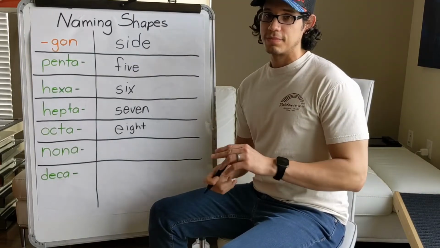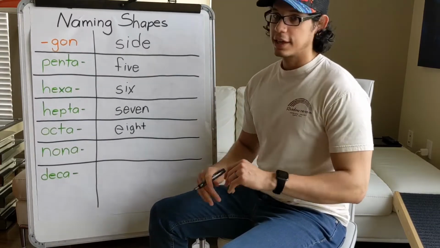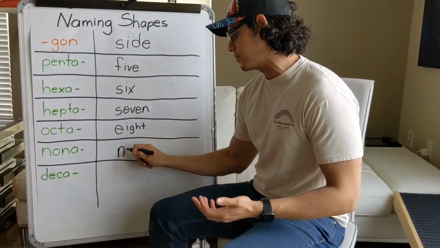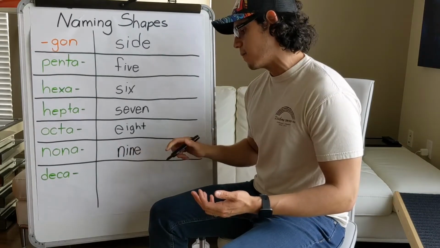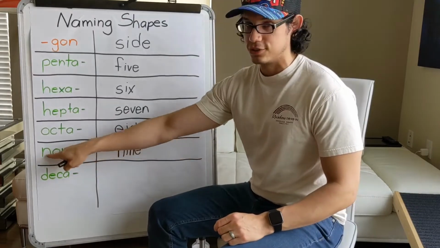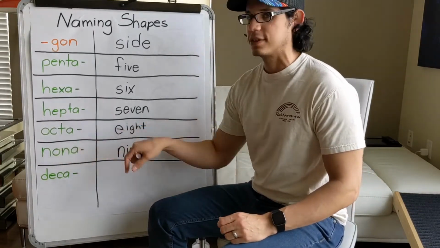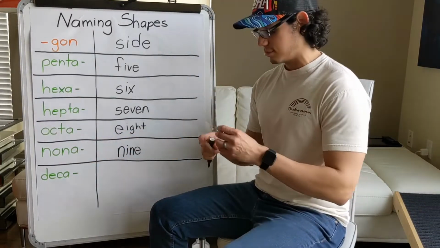Next, now this is something you probably haven't heard before. Nona. Not like none of your business, but nona means 9. And that's actually a really easy one to remember as well. Why? Because nona has 2 ends and 9 has 2 ends as well. It kind of actually sounds like 9, doesn't it? Nona, 9. That's how I remember it anyway.